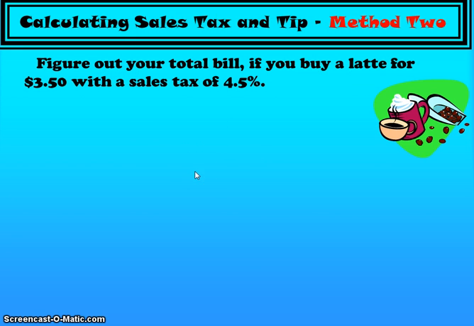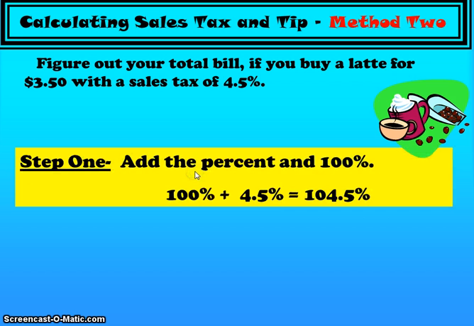So method 2 here is kind of a shortcut. So if you buy a latte for $3.50 with a sales tax of 4.5%. Instead of finding 4.5% of 350 and then doing a separate step where we have to add it to the original price, we can do it all in one step by adding 100% to this.